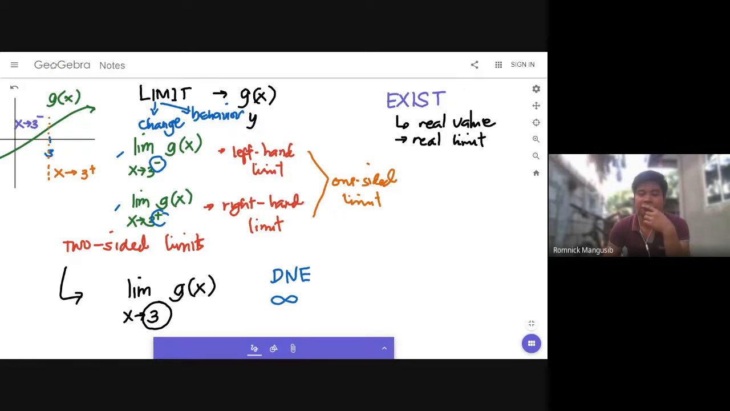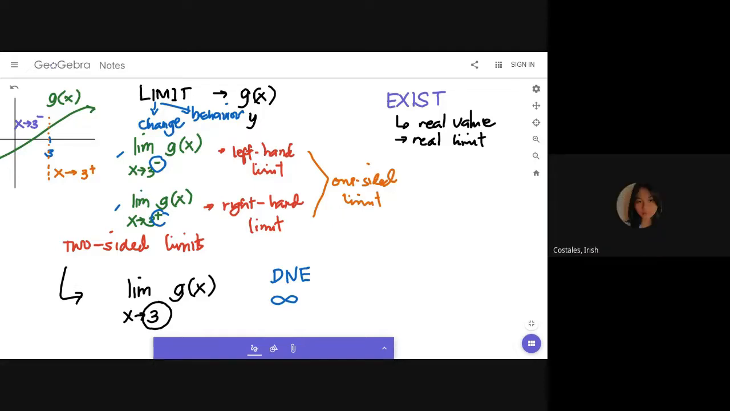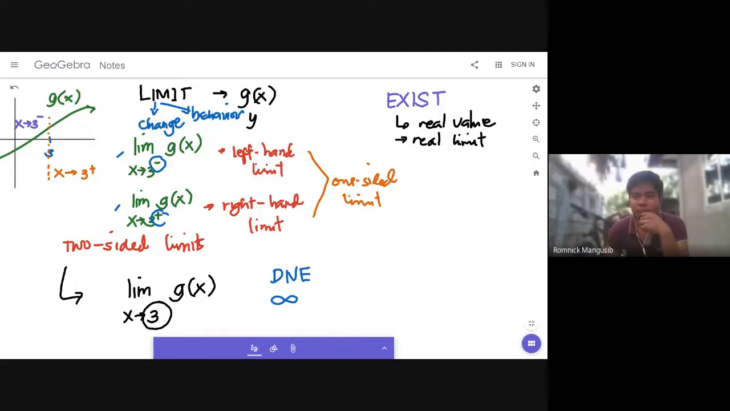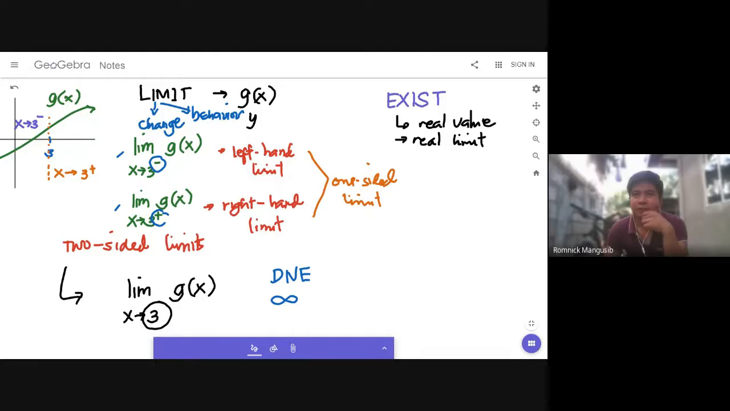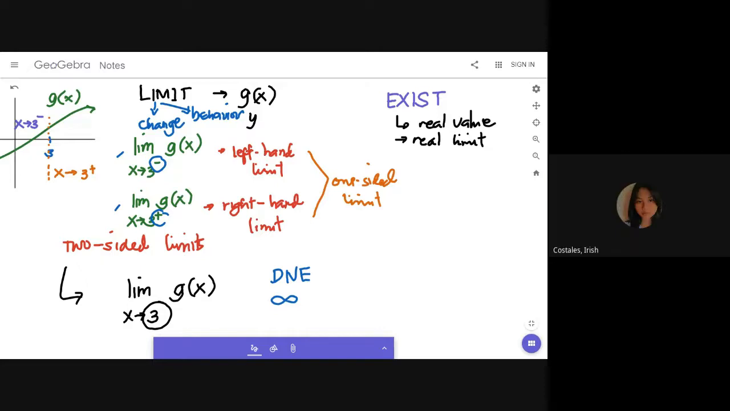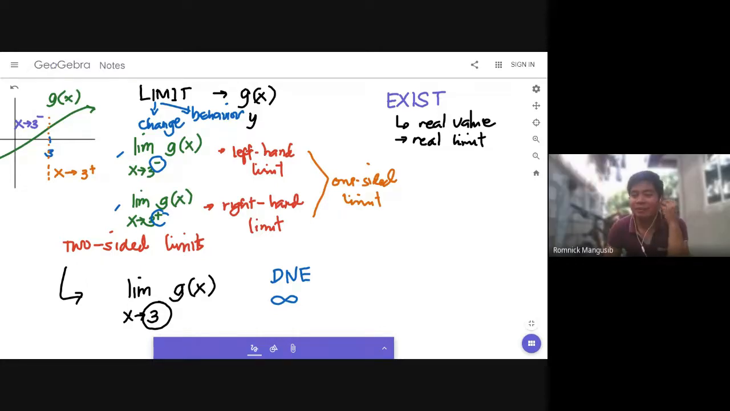Magbigay ka nga, Irish Costales, ng isang number sa real number system. Sir? Can you give me a number? 3. Is 3 a real number? Yes, sir. Okay, good. What about you, John Frederick Jose?